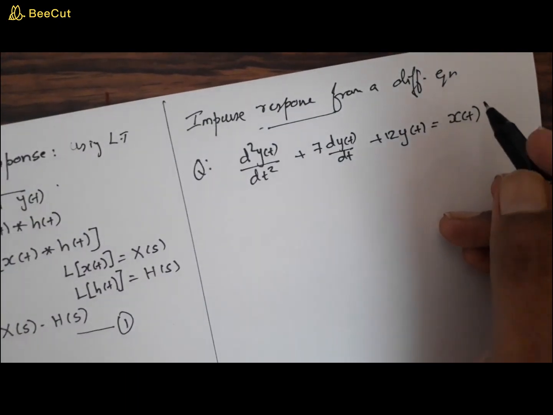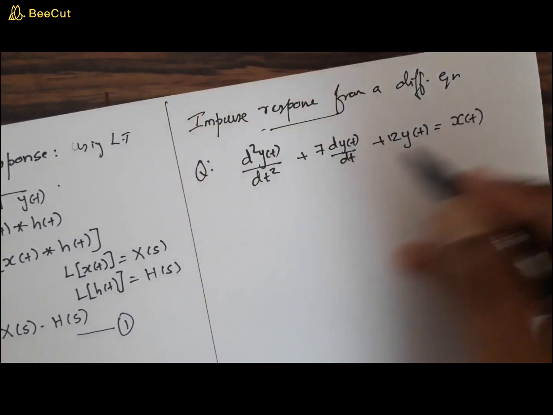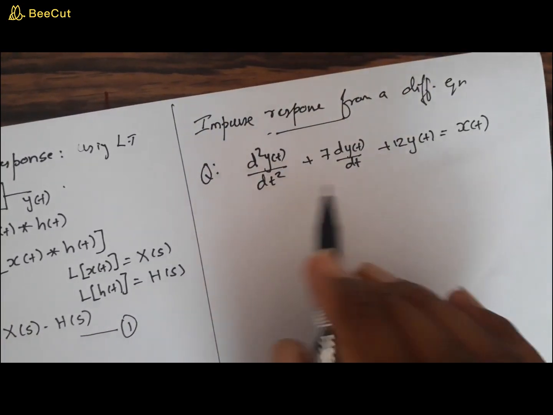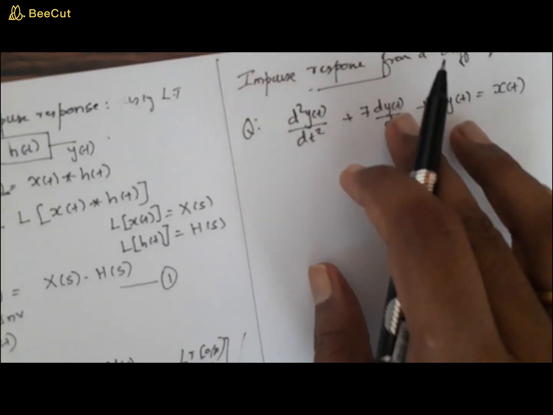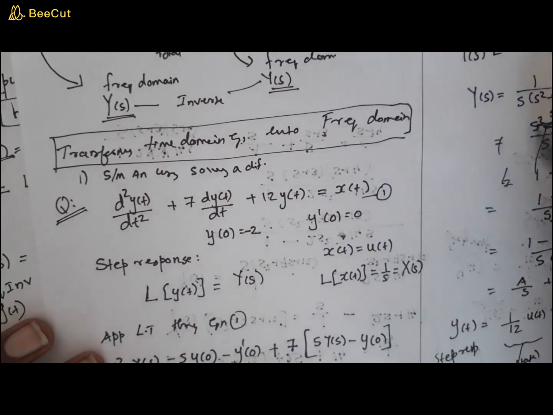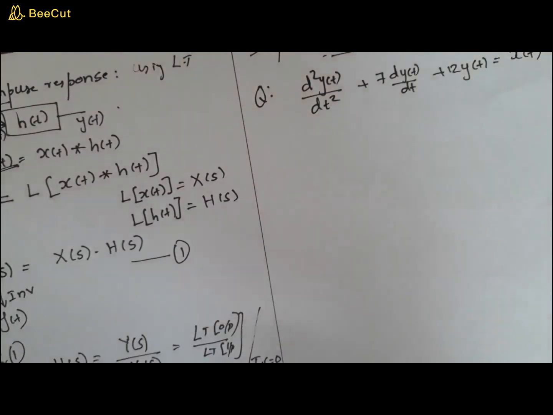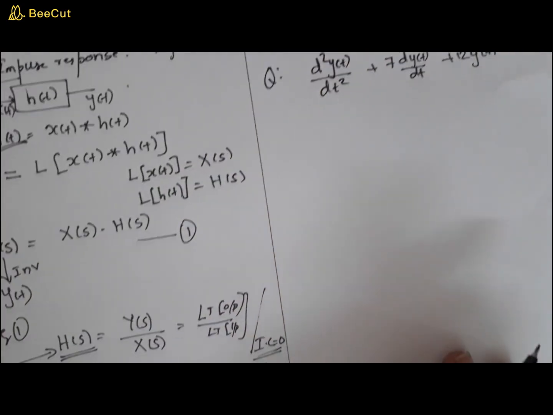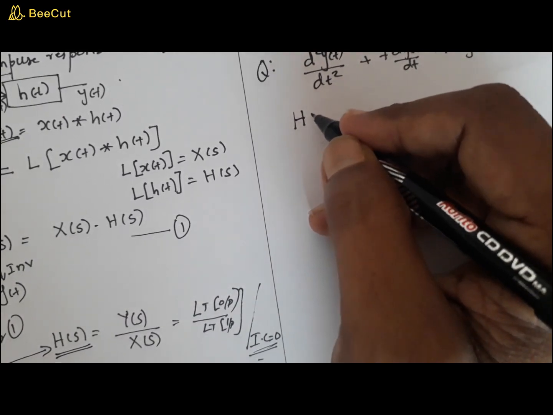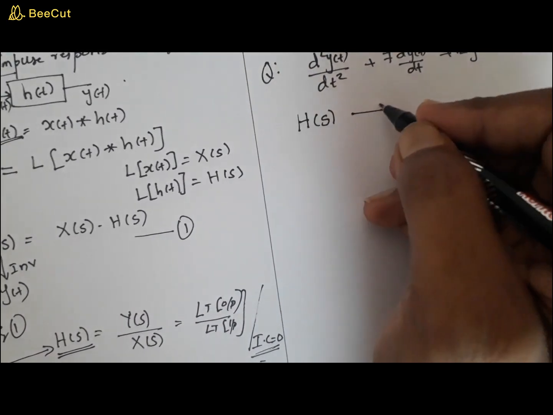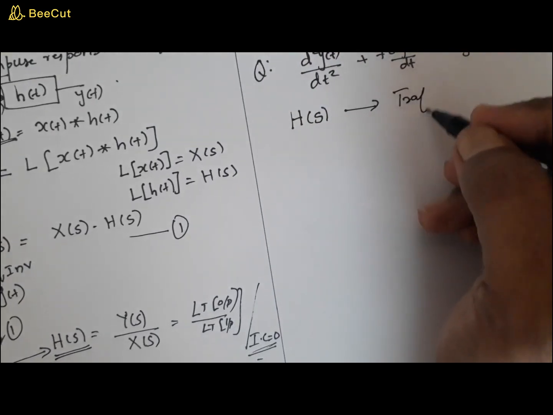Now, to find the impulse response, this doesn't mean that you can solve this. If you are asked to solve this expression, you need to go this way alone, and that is how we did it. Now the question is to find the impulse response. So in order to find the impulse response, you should have H of s. What is that? H of s is the transfer function.